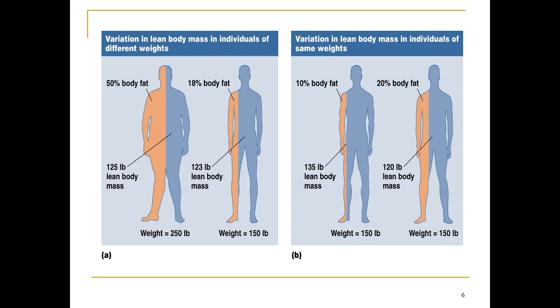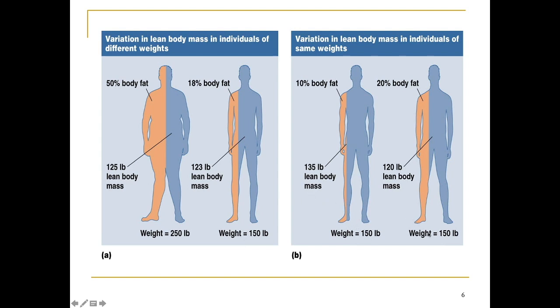Now here is a comparison so you get the idea of what lean body mass means. These images show two different individuals. The first one in panel A shows two people that have roughly the same lean body mass. The first one has 50% body fat and 125 pounds of lean body mass, and their total weight is 250 pounds here. And then the person that has 18% body fat still has a 123 pound lean body mass, but a total weight of 150.